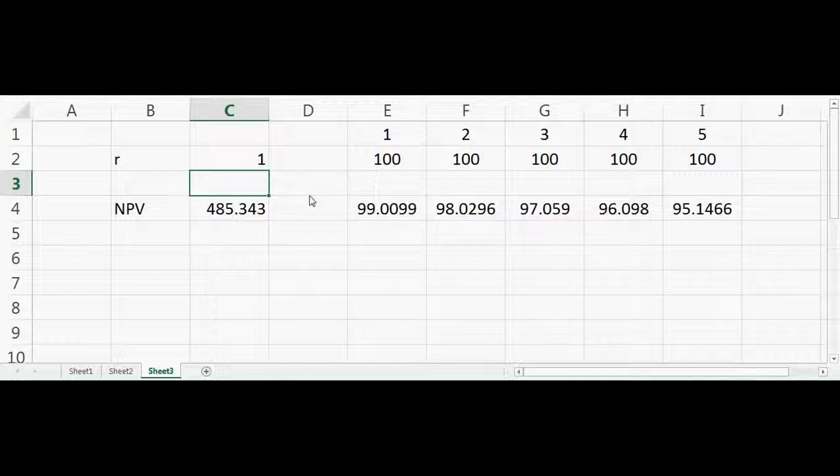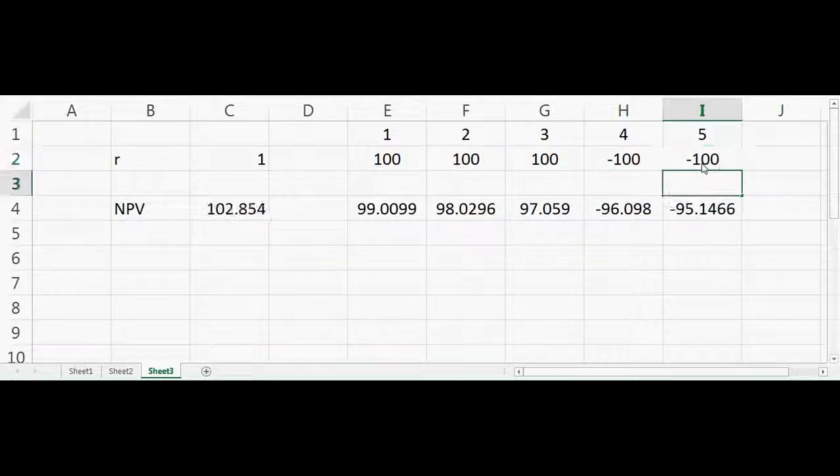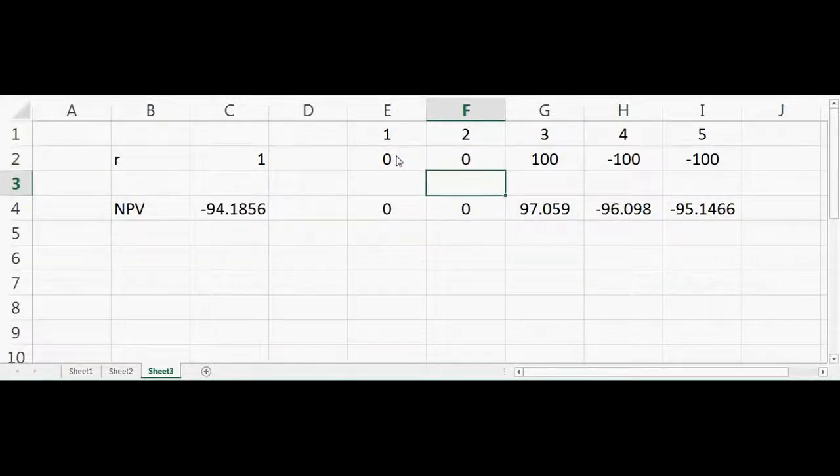So this program is pretty much customizable. You can also put negative values here, so you can see a negative cash flow, or you can put 0 here or not put anything here. Like I can remove these things and I can calculate the net present value still. So this is how you calculate the net present value.